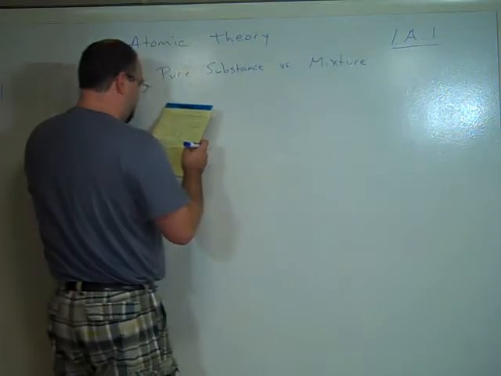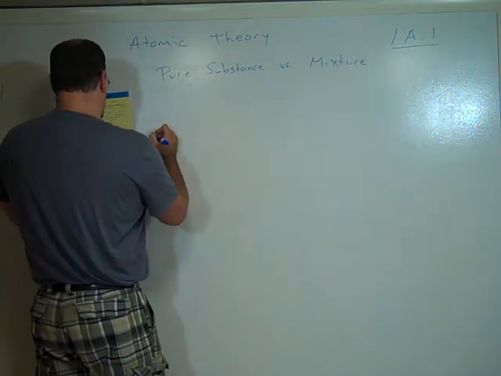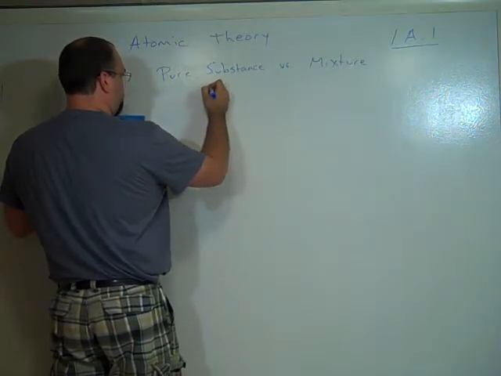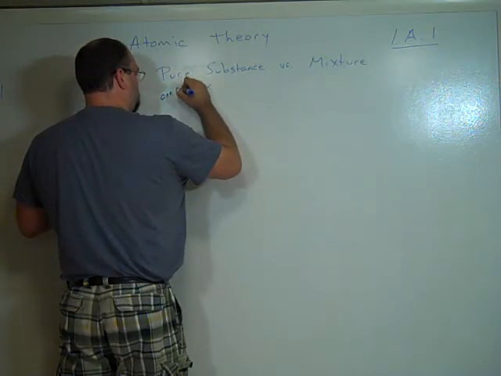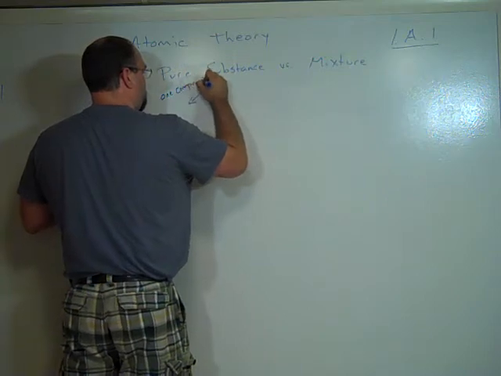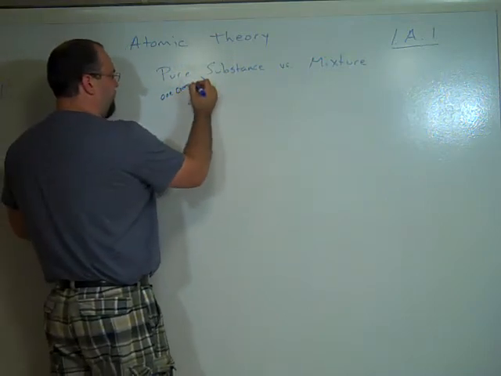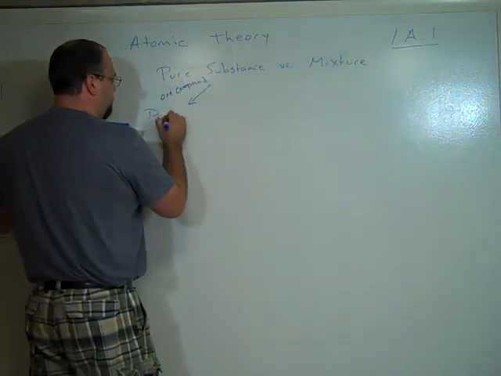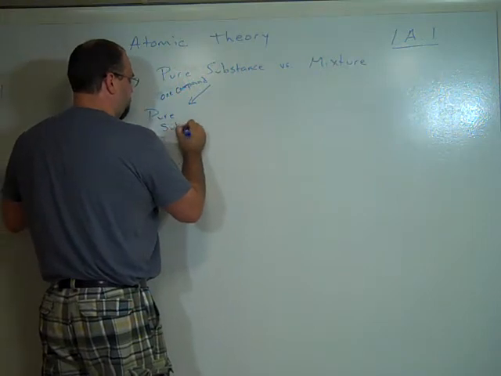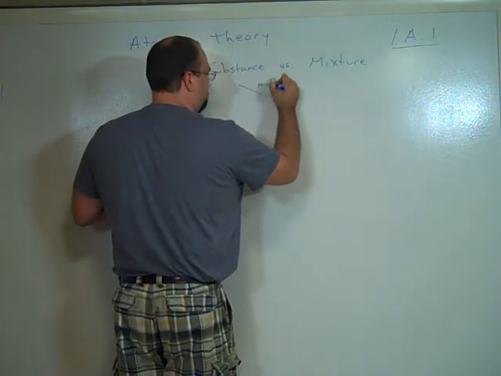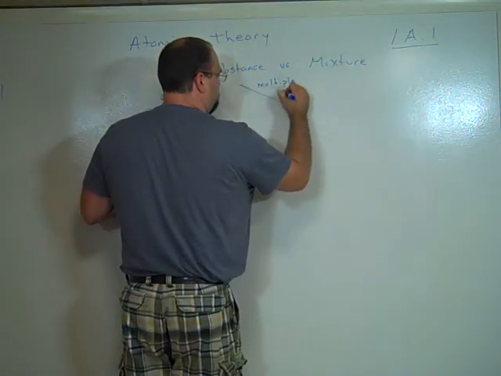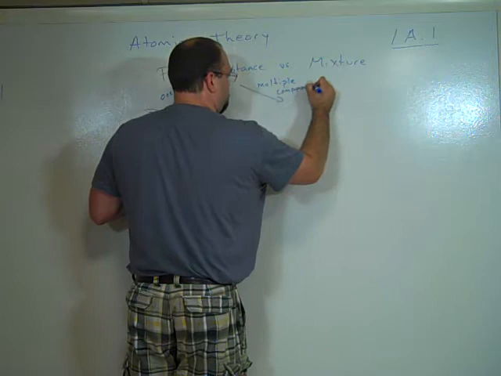Okay, so let's say we have this little chart, pure substance versus mixture. If it's one compound, or one type of compound, it's a pure substance. If I have multiple compounds, then it's a mixture.